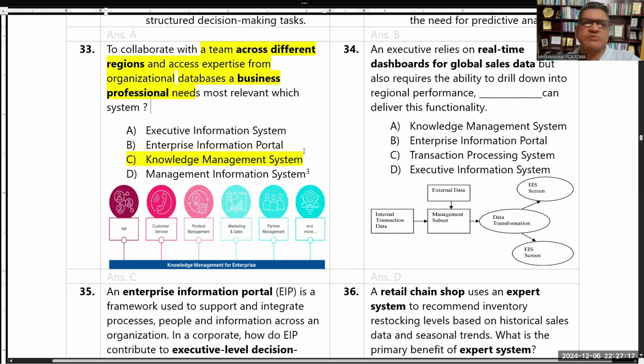So what is a knowledge management system? Here knowledge management for the enterprise, that means HR knowledge, customer service knowledge, product management, marketing, sales, patents, others, all types of knowledge management required to be understood by all business people.